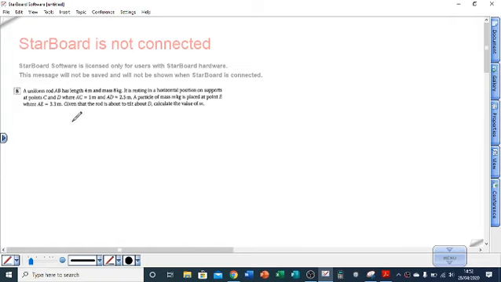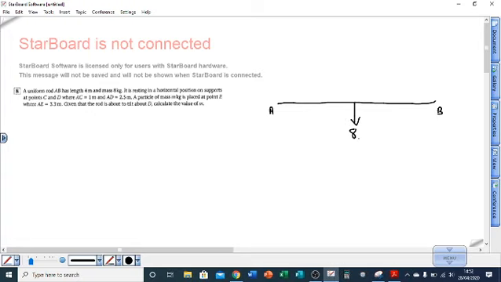Okay, question 8. A uniform rod AB has length 4 meters. So let's just draw it over here, 4 meters. That's point A, and that will be B, 4 meters. Uniform means its mass is uniformly distributed, so its mass, 8 kilograms, will be right at the center, which will be 8g.